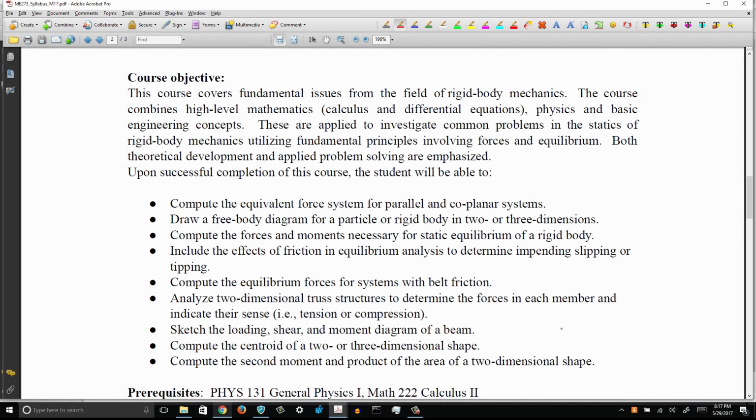The course objectives: we're going to cover fundamental issues from the field of rigid body mechanics. We use calculus, differential equations, physics, and basic engineering concepts. We use these to investigate common problems in the statics of rigid body mechanics, using fundamental principles involving forces and equilibrium. Both theoretical development and applied problem solving are emphasized.